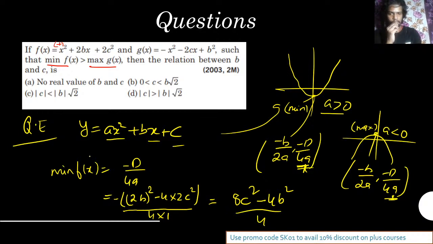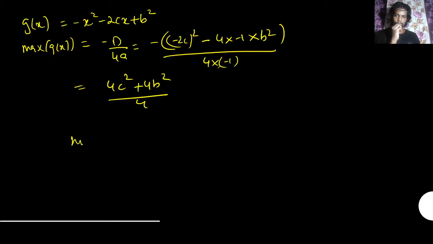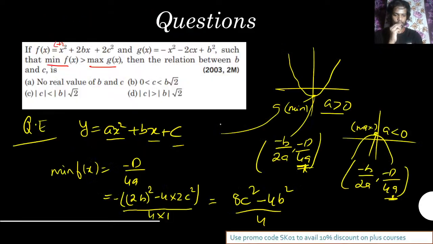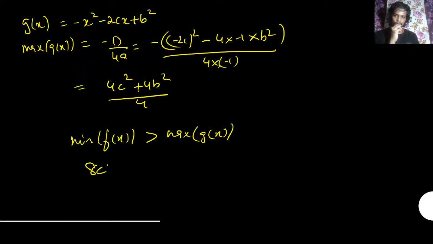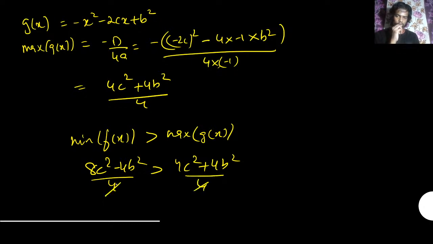This is the minimum value and that is the maximum value, and we have been told that the minima of fx should be greater than the maxima of gx. So the minima of fx is 8c square minus 4b square over 4. The maxima of gx is 4c square plus 4b square over 4. 4 and 4 will cancel out. 4c square will go here. So 8c square minus 4c square is 4c square. 4b square will go here, 4 plus 4 is 8b square. We take out the common factor on both sides. It's 4 and this will cancel out 2. So c square is greater than 2b square.